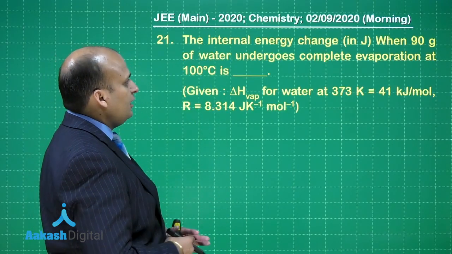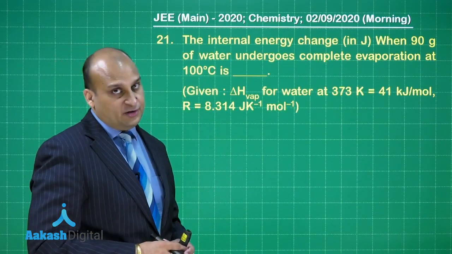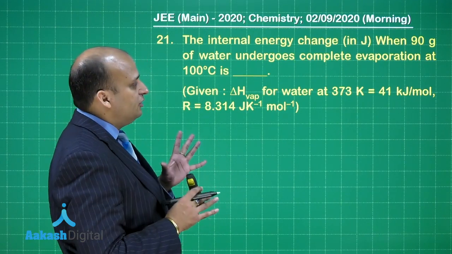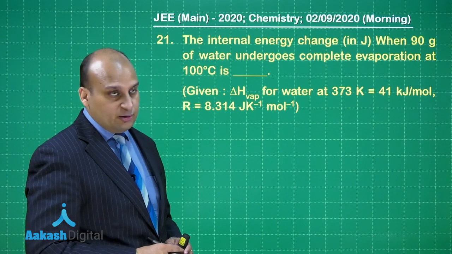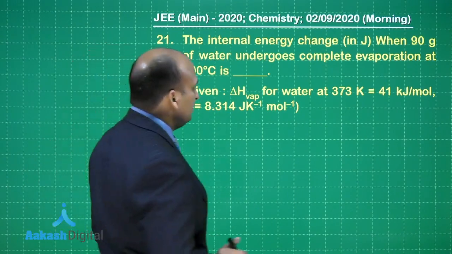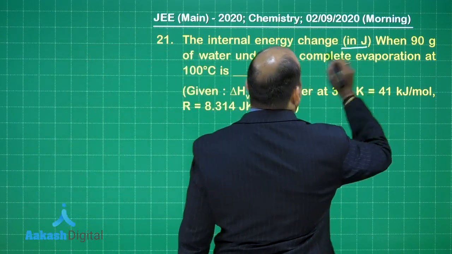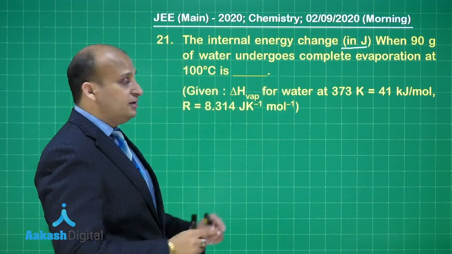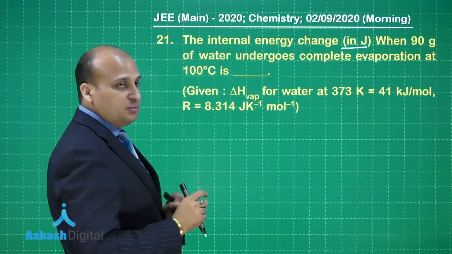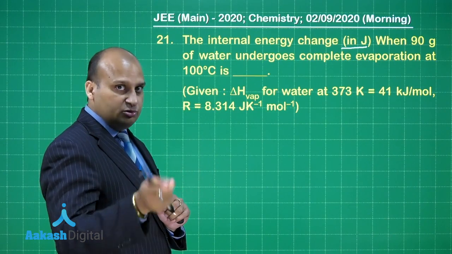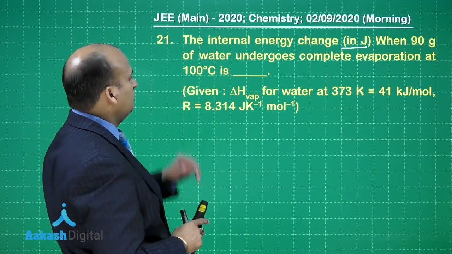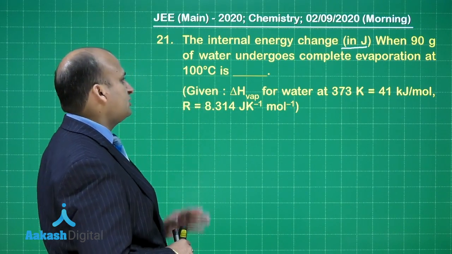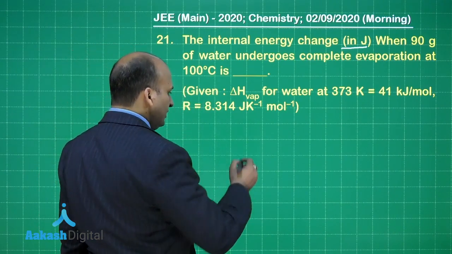Now, these are sort of subjective questions and we need to do a bit of calculation over here. So, dear friends, you have to be really very careful while doing all this calculation. Specifically look at the units, see over here it says in joules. The first thing that came to me is in joules, which means that somewhere they should be giving it in kilojoules and we have to do the conversion. Okay, let us read the question. The internal energy change in joules when 90 gram of water undergoes complete evaporation at 100 degrees Celsius is.